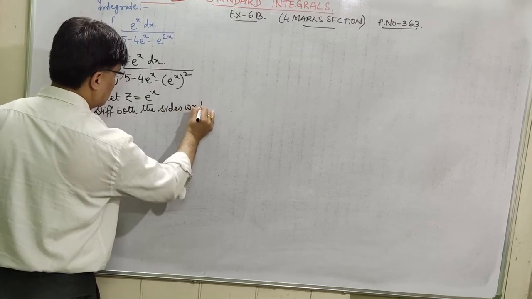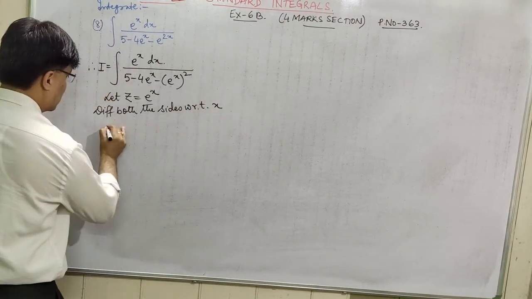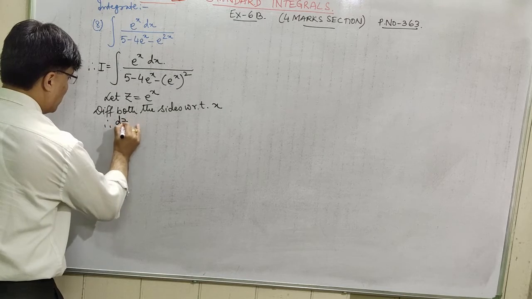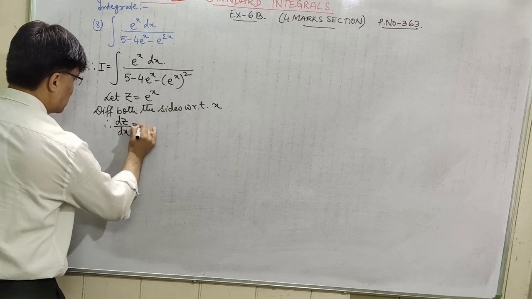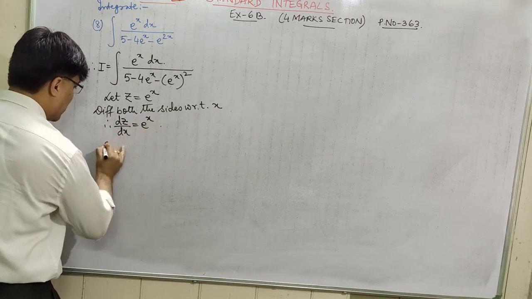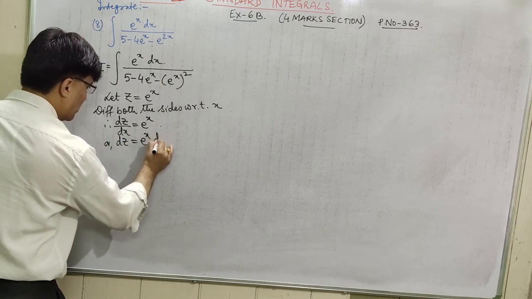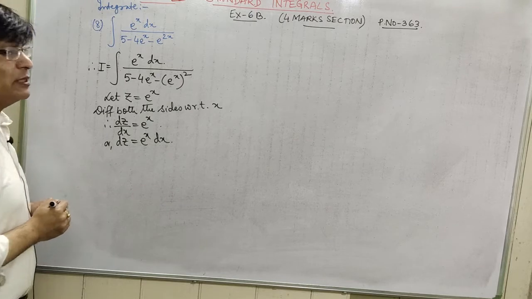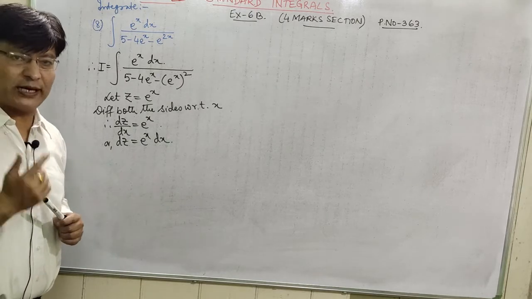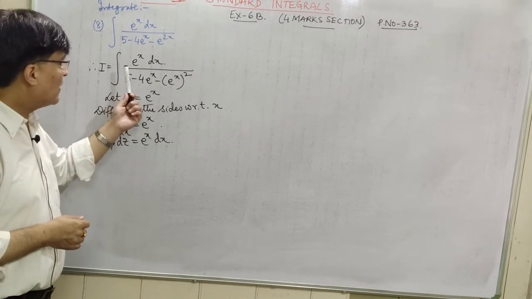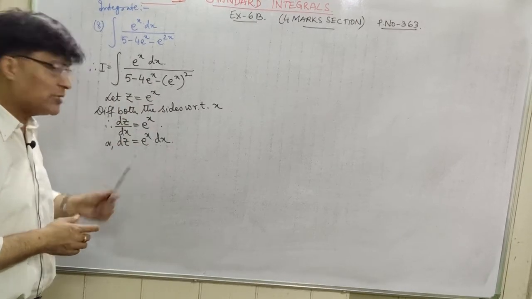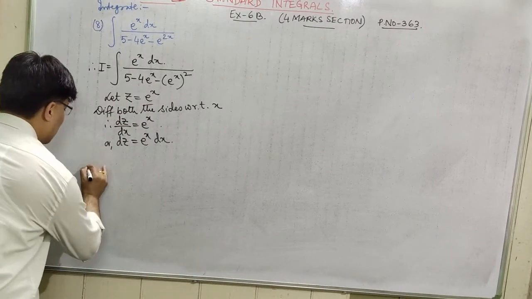Differentiating both the sides with respect to x. So therefore dz by dx is equal to e to the power x, or dz is equal to e to the power x dx. That means we are getting the value of the numerator. That is, what is the value for e to the power x dx? It is dz.